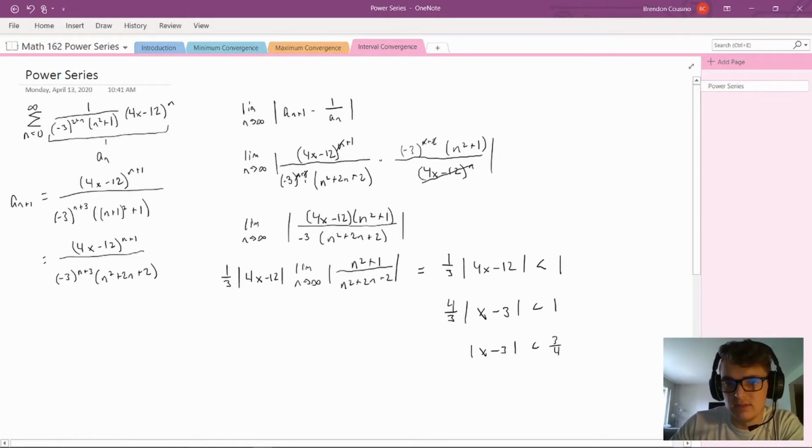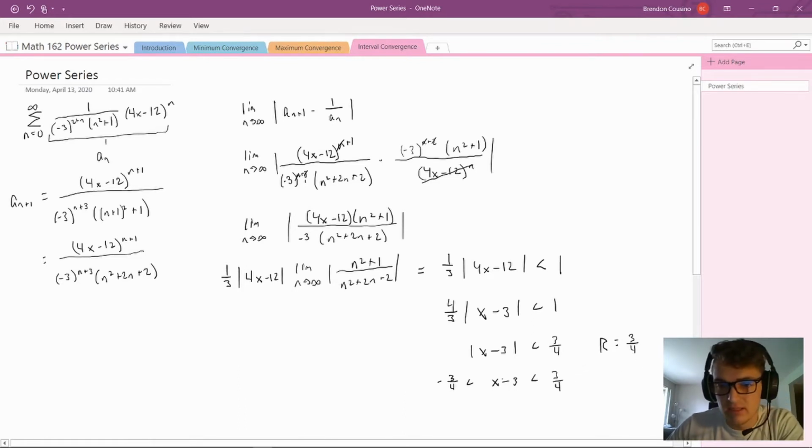Okay, and then dealing with the absolute value inside of an inequality, we're just going to add the other side. So we have negative 3 over 4 is less than x minus 3 is less than 3 over 4. Actually, I forgot to mention at this step here we can tell what our radius is. If you go back to the first video, we have the absolute value of x minus a is less than r. So our radius of convergence is equal to 3 over 4.